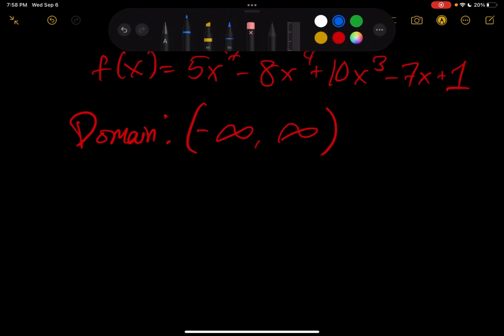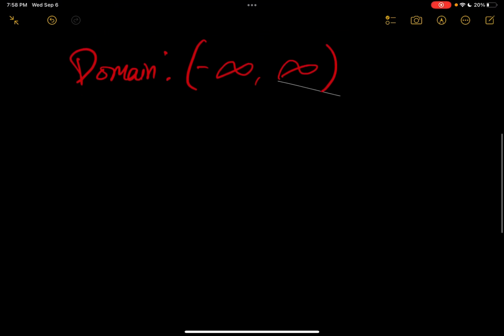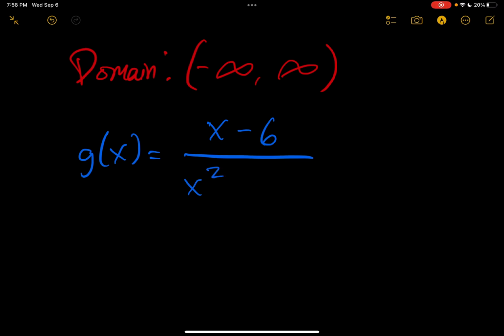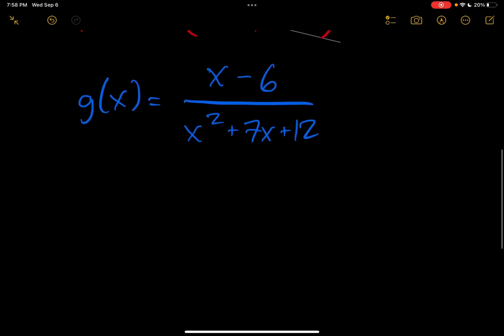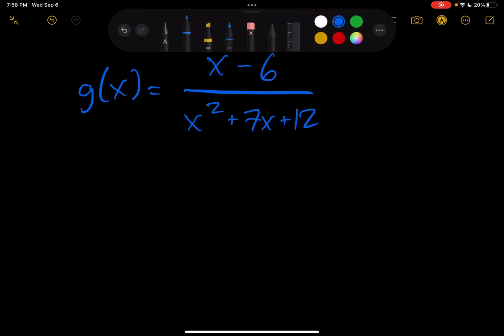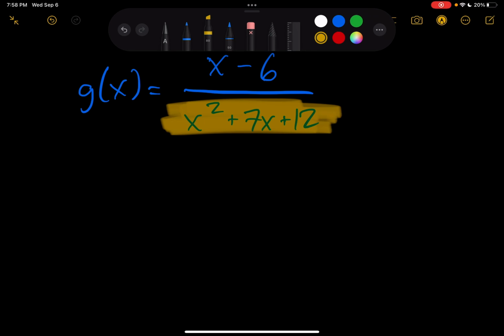Let's do g of x equals x minus 6 over x squared plus 7x plus 12. So I always start with the set of all real numbers. So I'm going to go ahead and start there. Then I check, I have a rational function. So my denominator cannot equal 0. Okay? So I have to set that denominator to not be 0. So I get x squared plus 7x plus 12 cannot equal 0.